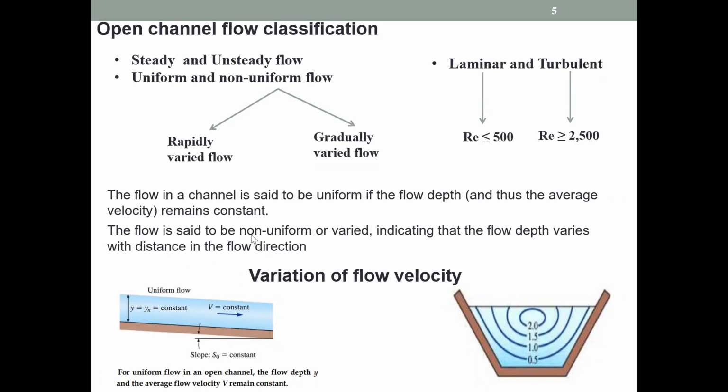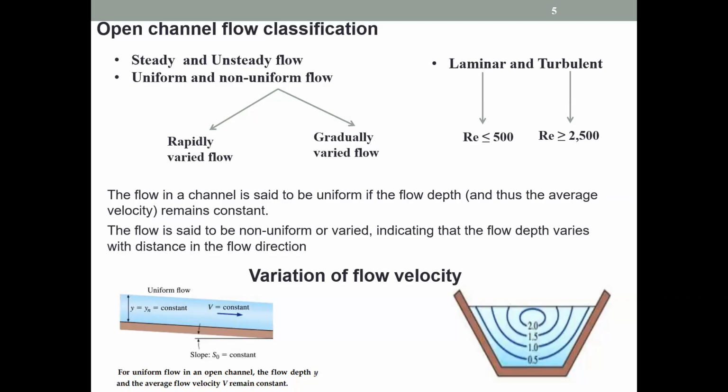Otherwise the flow is said to be non-uniform or varied, indicating that the flow depth varies with distance in the flow direction, that is along the longitudinal direction. So we are talking about the average velocity, and if it remains constant along the longitudinal direction of the channel, then we say that it is a uniform flow, right? Suppose that this average water velocity at a cross section somewhere here is the same when you go downstream, then that is called a uniform flow. But think about this.